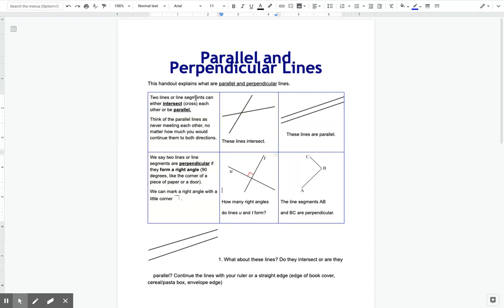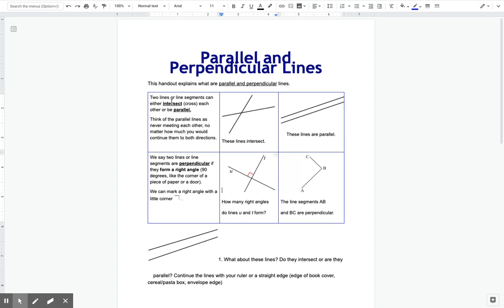First of all, lines and line segments. You probably remember this. Lines just go on forever in both directions. They never end. They're infinitely long. A line segment is a piece of the line that is taken out of that line. It's just a chunk. Somebody cut it out.